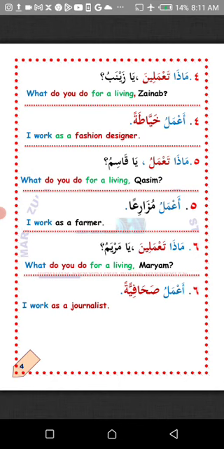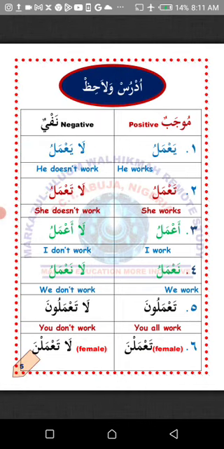صحافي male journalist. صحافية female journalist. لعلك فهمت? I hope you understand. ما شاء الله. أدرس learn ولاحظ and observe at the same time. أدرس study ولاحظ and observe at the same time. موجب positive. نفي negative. موجب positive.